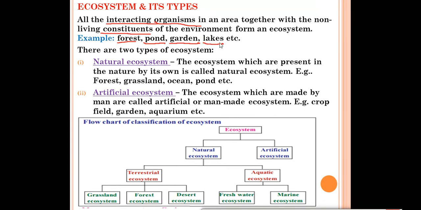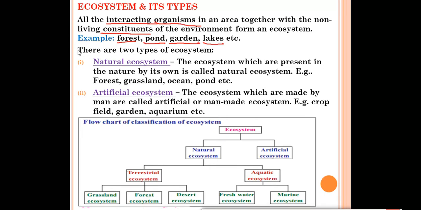Next we have lakes. In lakes also various types of aquatic plants, animals can be seen along with air, water and temperature. So that is also an ecosystem. So these are the examples of ecosystem. You should know these examples also. Whenever a question is asked that what is ecosystem, you have to write the definition along with the example. So you will get good marks in that.